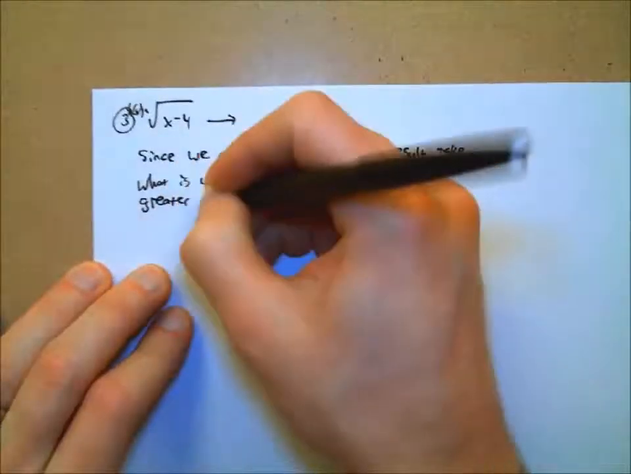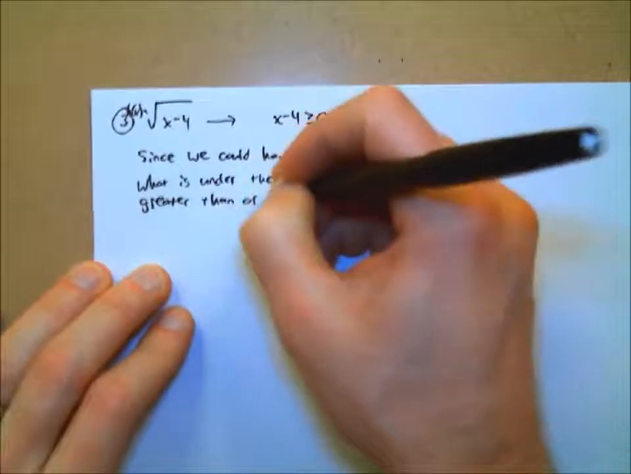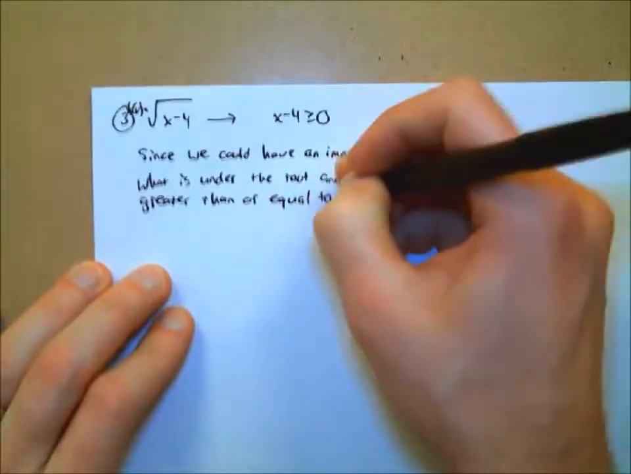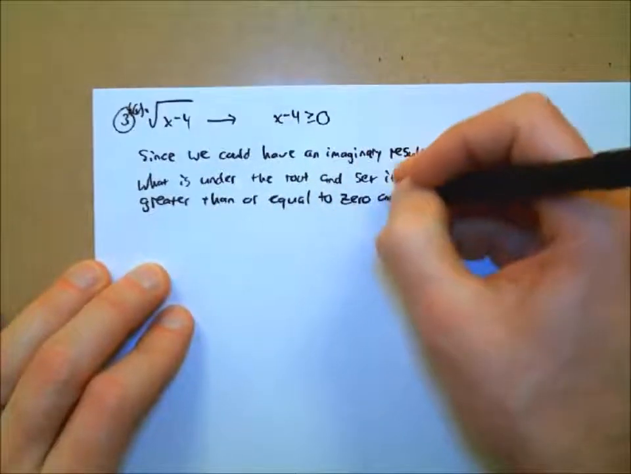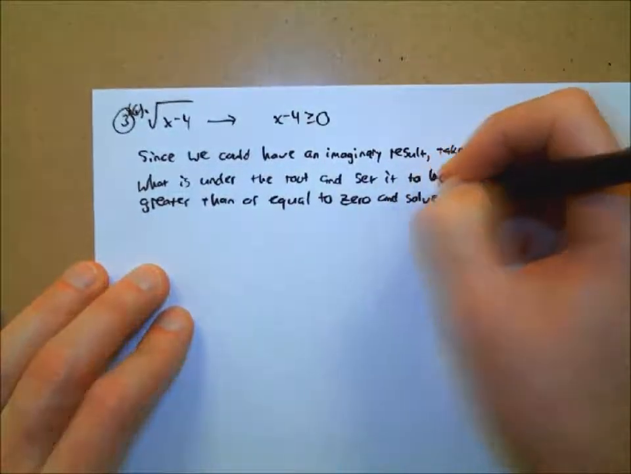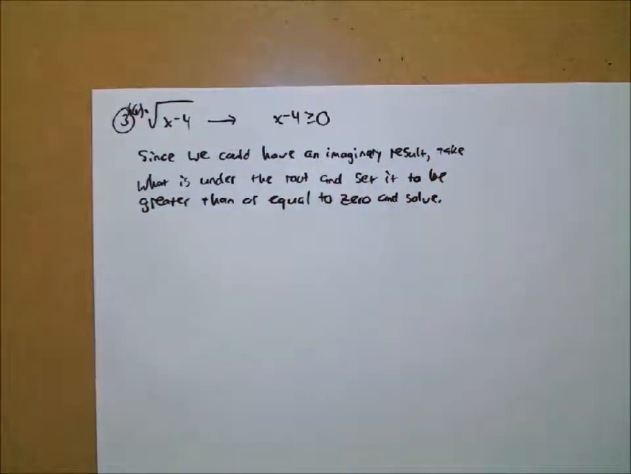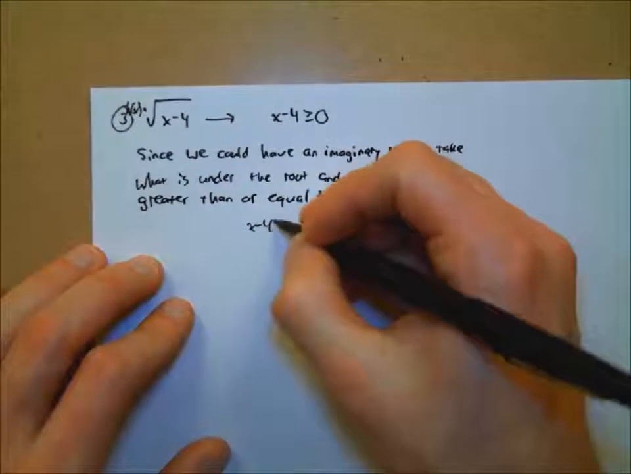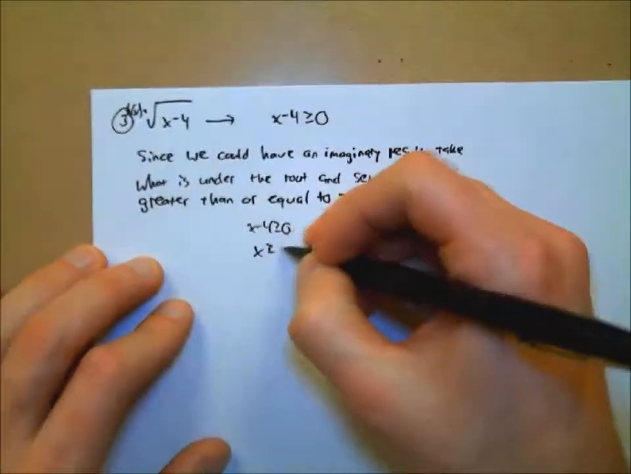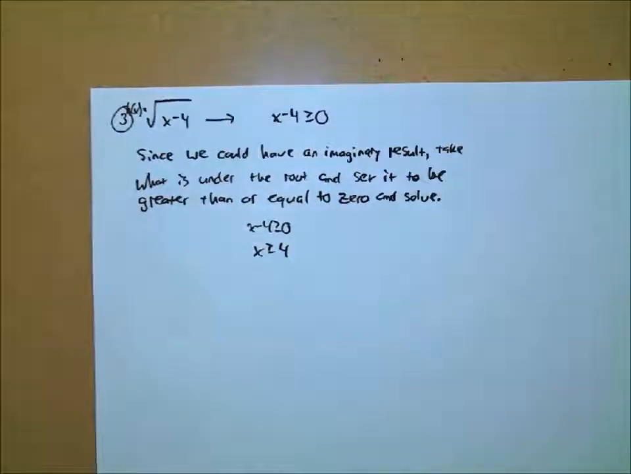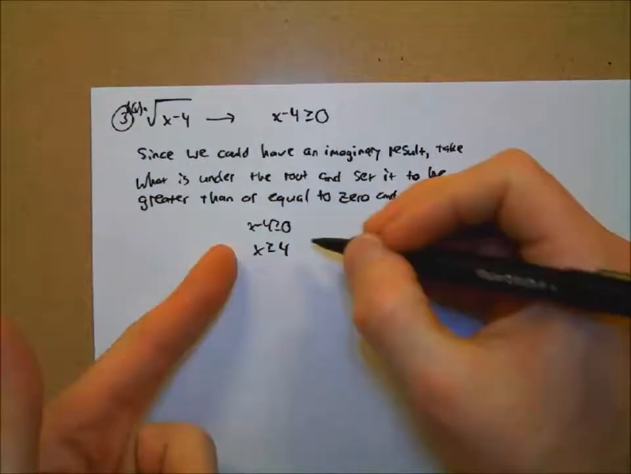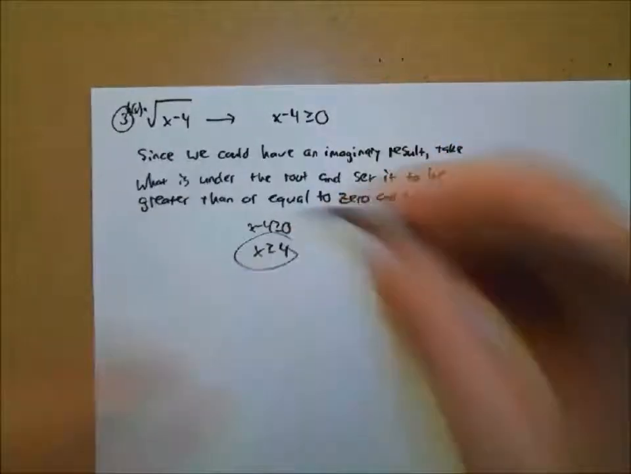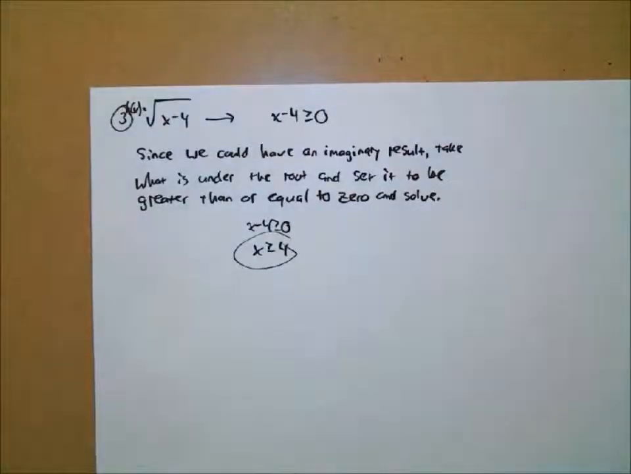Greater than or equal to 0, and solve. In other words, x minus 4 is greater than or equal to 0, which means x has to be greater than or equal to 4. There's your domain right there. You could stop and say that's my domain, because that's describing all the possible x values if you want to use inequality.